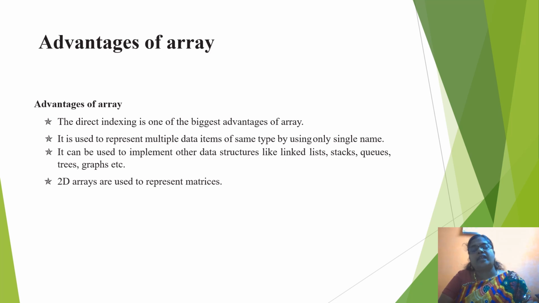So next we see about the advantages of array. Direct indexing is one of the biggest advantages of array. It is used to represent multiple data items of the same type by using only a single name. It can be used to implement other data structures like linked lists, stacks, queues, trees, graphs, etc. Two-dimensional arrays are used to represent matrices.